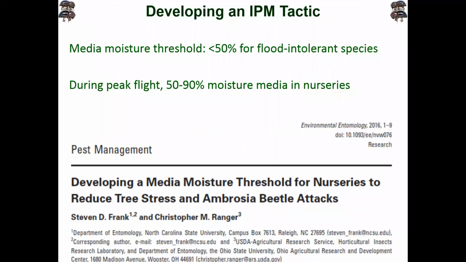As a result of this association with flood stress, we worked with Steve Frank at NC State to develop an integrated pest management tactic. Basically what Steve found was that a media moisture threshold of less than 50% is really ideal for flood-intolerant species. However, during peak flight, ornamental nurseries are often operating at 50 to 90% moisture media. So that's something to be aware of in terms of trying to minimize attacks on flood-intolerant trees.